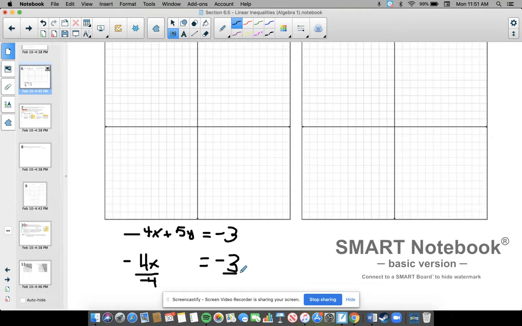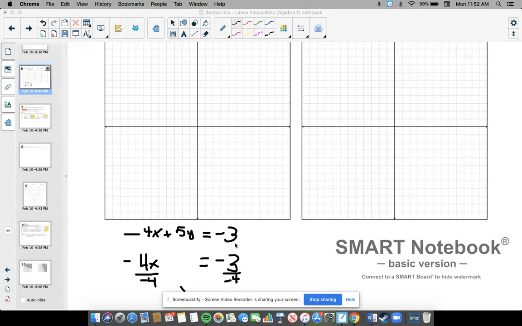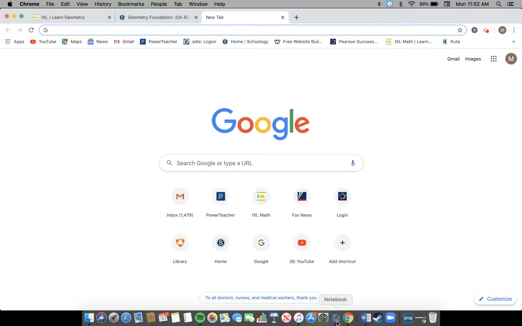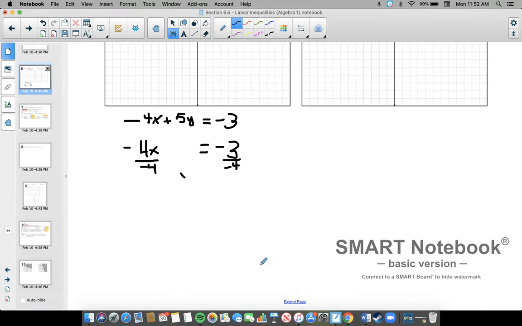Divide by negative 4. And the x-intercept equals 3/4. Okay, so this one's not a very clean one, but that's okay. So my x-intercept is 3/4, because the negatives cancel out.